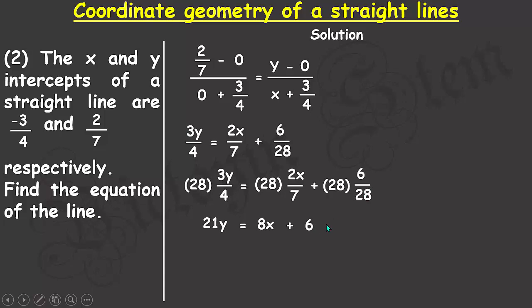And that's all. I've gotten the equation of the line that cuts through x at minus 3 over 4 and y at 2 divided by 7. You can rearrange it as you wish. It's inconsequential provided the coefficient of y is correct, the coefficient of x is correct, and the constant term is correct.